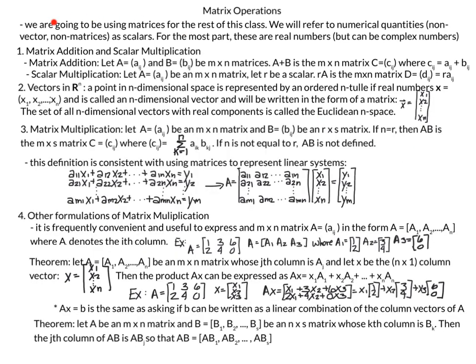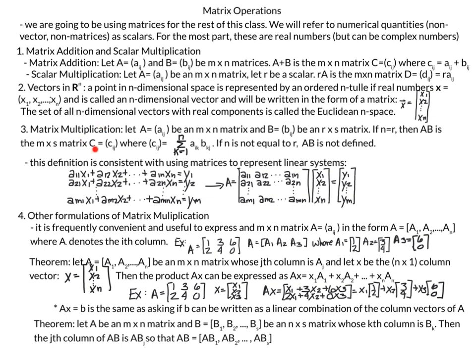Now that we've talked about matrix addition and scalar multiplication and vectors in Rn, we can talk about matrix multiplication. If we have matrices A and B, where A is m by n and B is r by s, we can define A times B if n is equal to r. So these middle two dimensions need to match. A is m by n and B is n by s, where r matches the n.